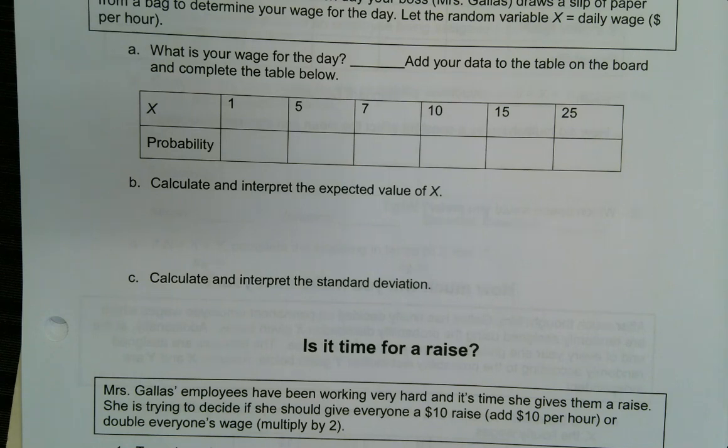Is this a valid probability model? How do we know? Adds up to 1. Again, review of that concept. Now, you go to work. You work there for several years. How much on average do you make? I'm asking you to find it. Calculate and interpret the expected value of x. What does the expected mean? Mean or average.